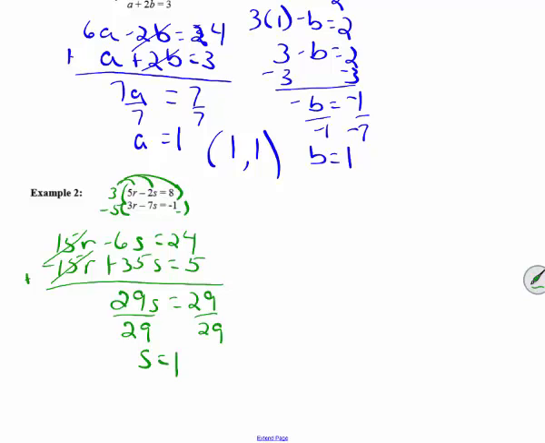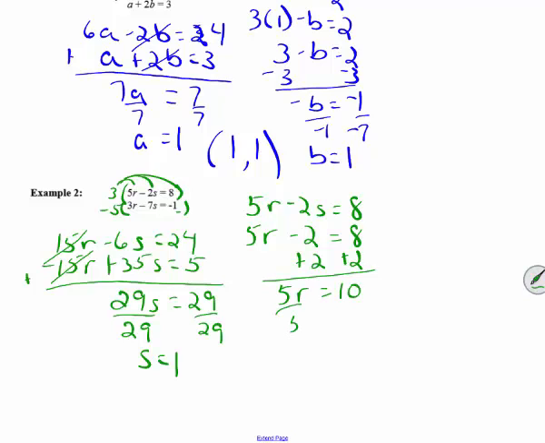Okay, then we have to go in and put our s into one of the equations to figure out what r is. So 5r minus 2s equals 8. 5r minus 2 equals 8. Add 2. 5r equals 10. Divide by 5. r is 2. So this would have been the point, well, I can't really write it as a point because it's not x and y. So you really should check, and when we do our practice, you're going to be asked to check.